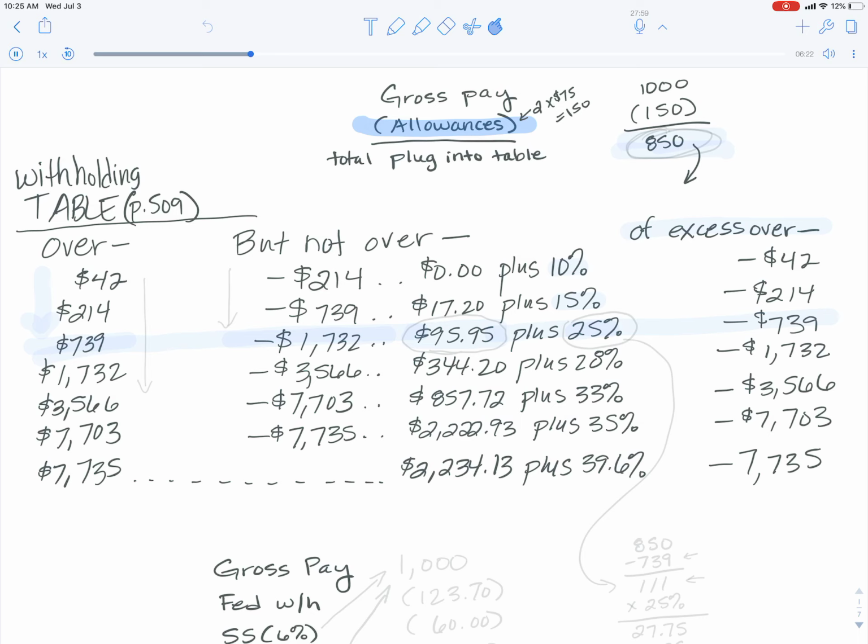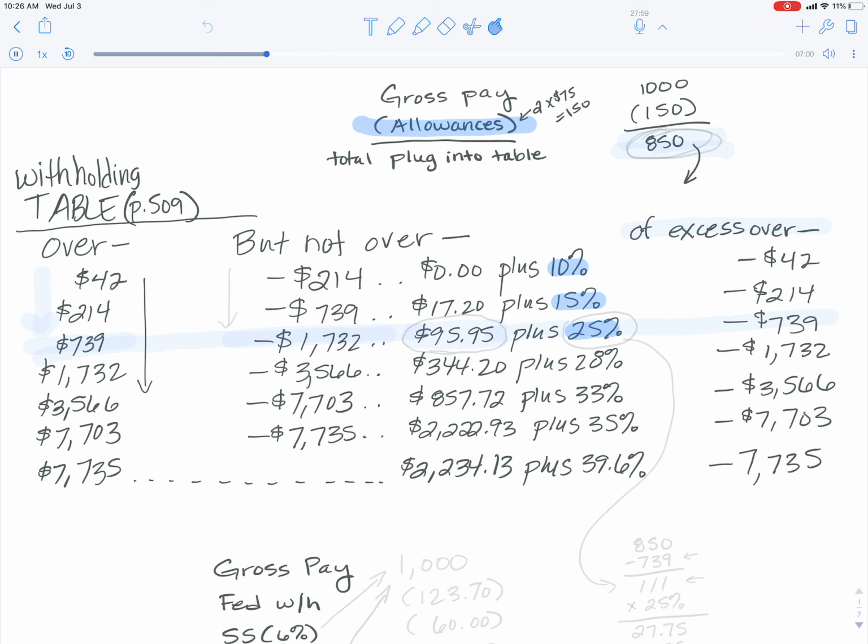So the way that this table works is the IRS is trying to make this easy for you. We've got these rates that are increasing. So you've got 10%, 15, 25. They're going up. As your pay is going up, your rate is going up. And so what you need to do is figure out which bracket you are in first. Each row in this table is a bracket.